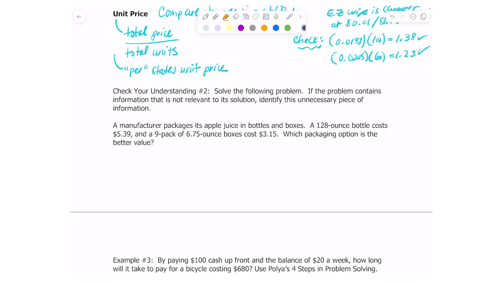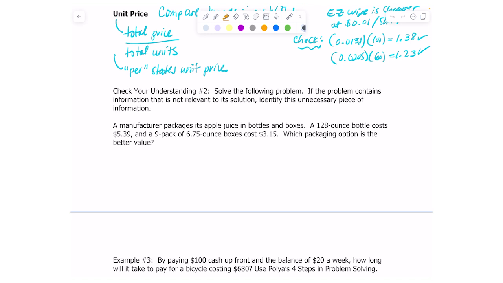A manufacturer packages its apple juice in bottles and boxes. A 128-ounce bottle costs $5.39, and a 9-pack of 6.75-ounce boxes costs $3.15. Which packaging option is the better value?